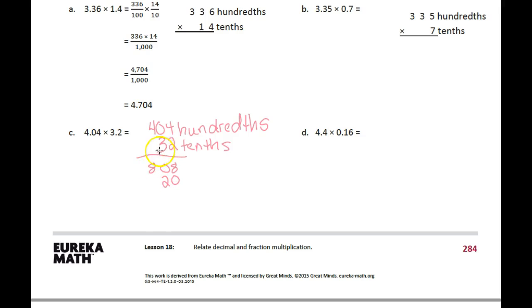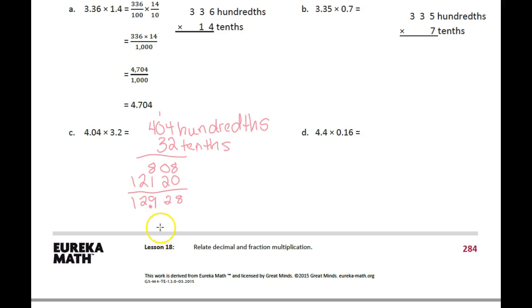And then we've got 3 times 0. Wait, we're carrying a 1. 3 times 0 plus 1 is 1. 3 times 4 is 12. Then we add them up. 8, 2, 9, 2, 1. And then we think hundredths and tenths. So hundredths times tenths is going to be thousandths. That means that this right here is going to be in the thousandths place, the hundredths place, the tenths place.